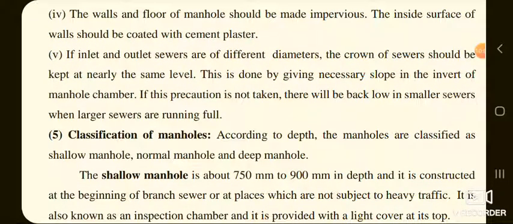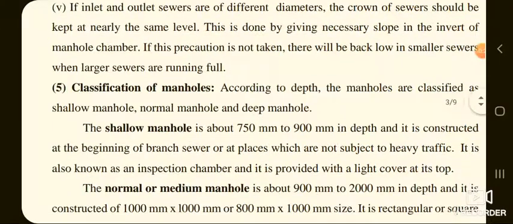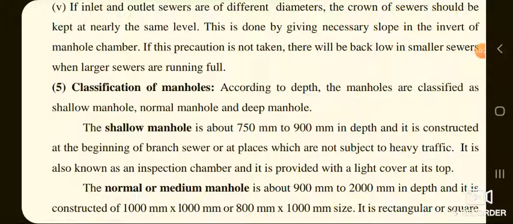Fifth one, if inlet and outlet sewers are of different diameter, the crowns of sewer should be kept at near the same level. This is done by giving necessary slope in the inward of manhole chamber. If this precaution is not taken, there will be backflow in smaller sewers when larger sewers are running full.